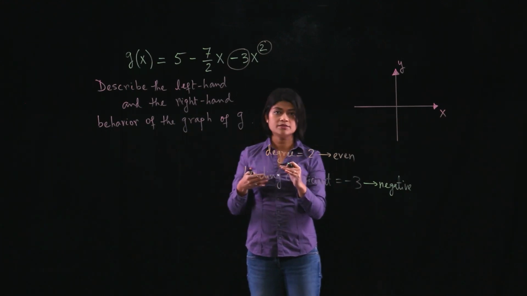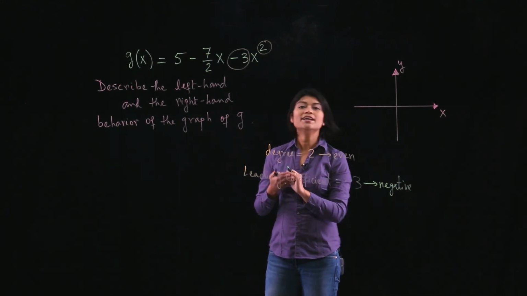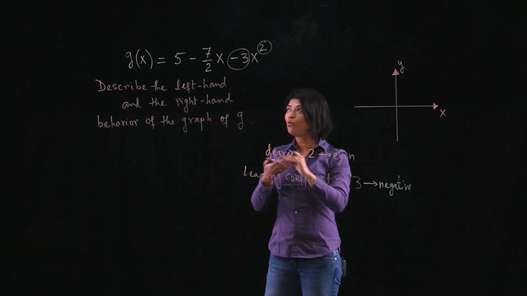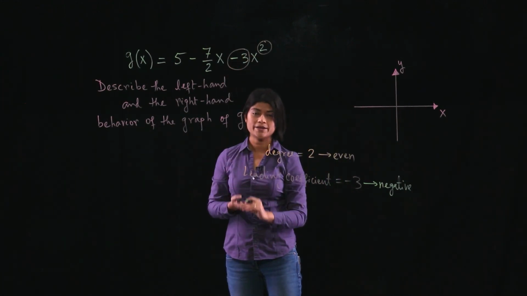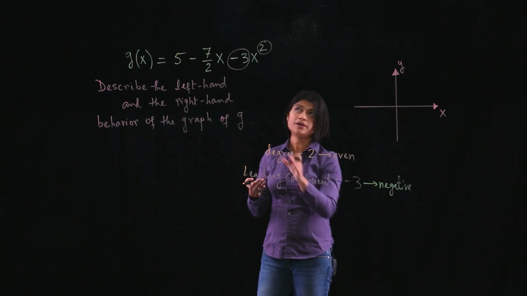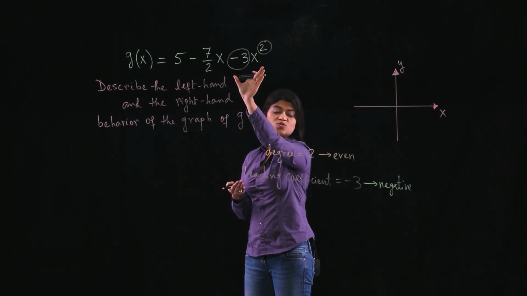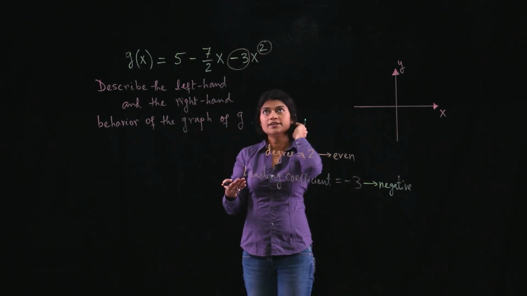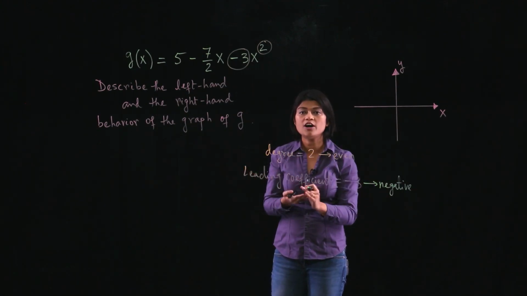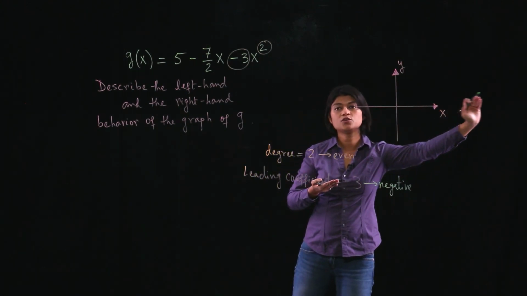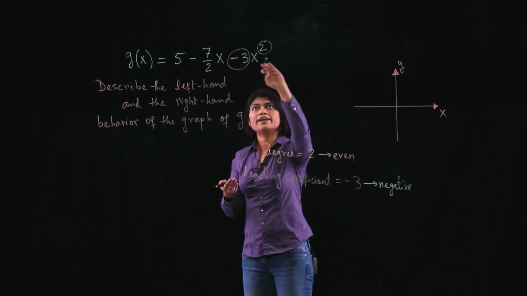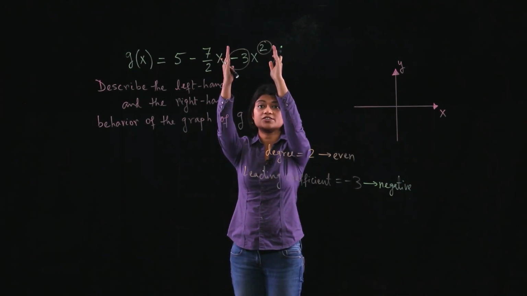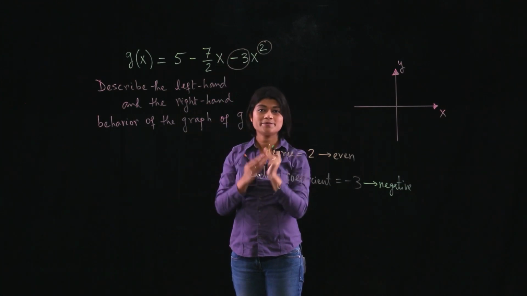Okay, so let's think about what that means, left-hand and right-hand behavior. That means when x is increasing, so x is approaching infinity, what will the graph of this function look like? To understand it, again, remember this particular term, -3x², is the dominating term. So it will be determined by this term. So think about it, x is taking large positive values. So say x is going towards positive infinity. If you plug in a large positive number for x, just looking at this term, -3x², what kind of value will you get?